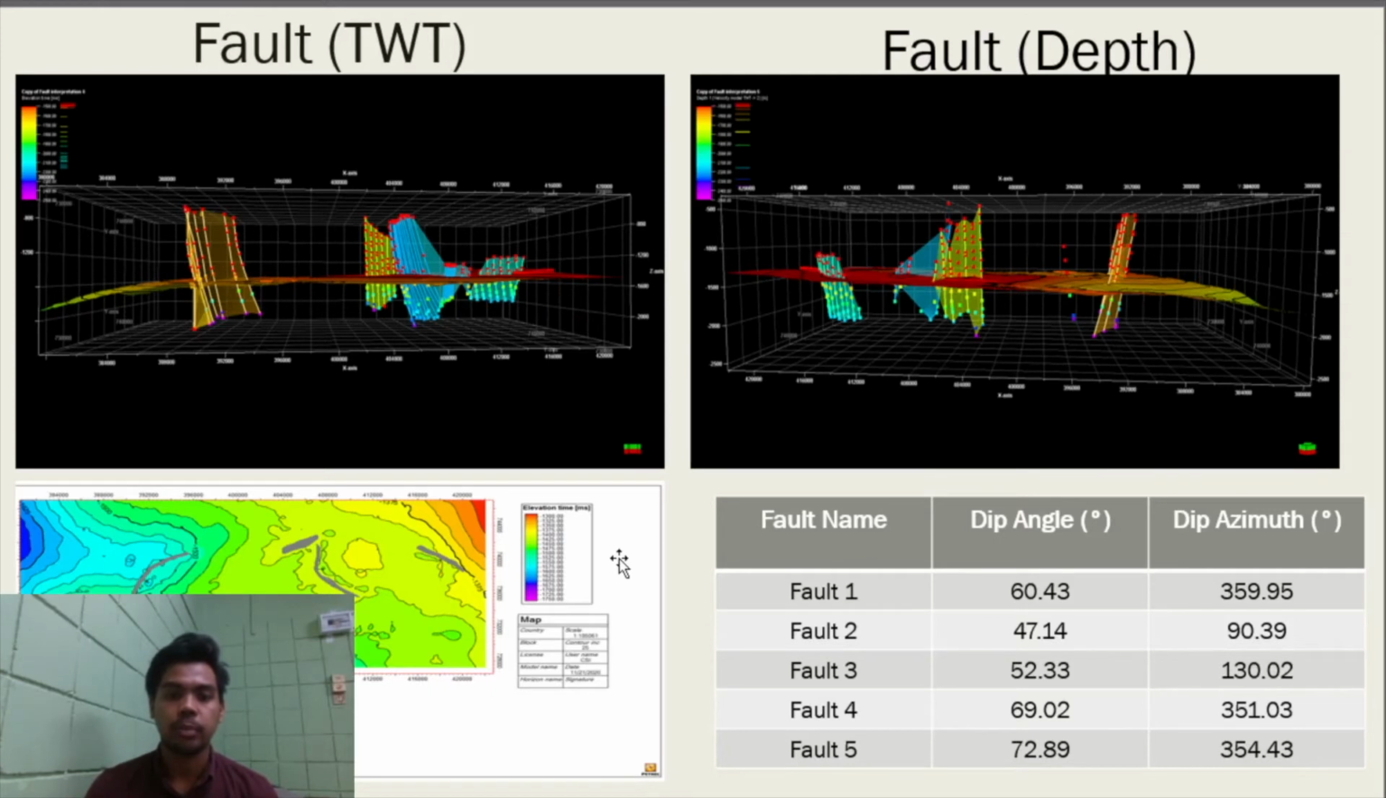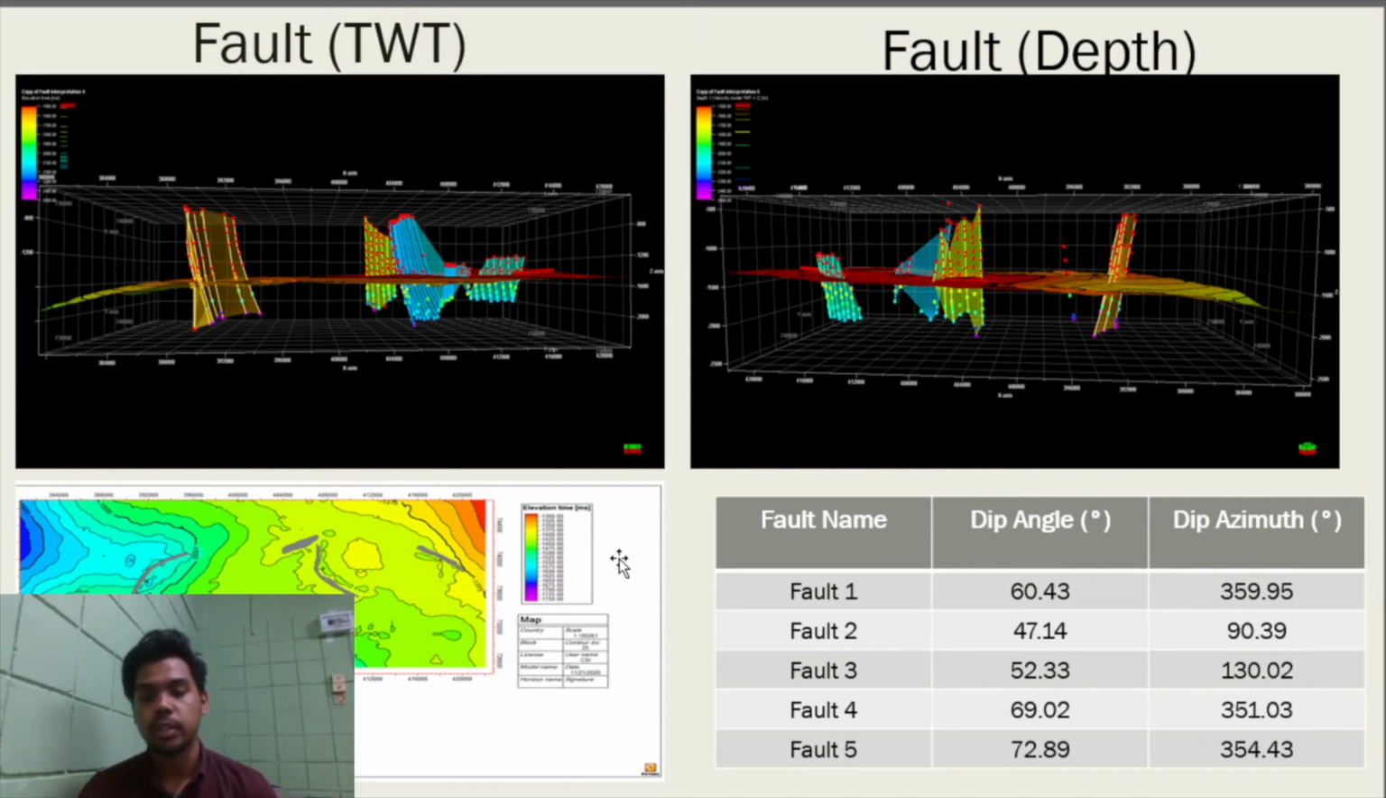The image in the upper left corner is the fault in 2D time, and in the lower left corner is the surface map in 2D time with gray markings that are representing the faults. The upper right image is the fault pickings in depth.